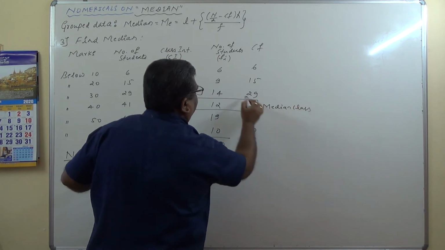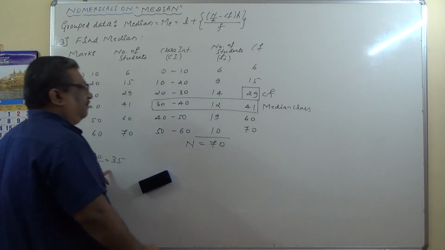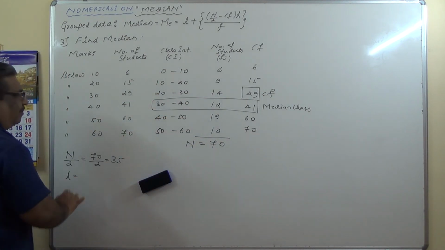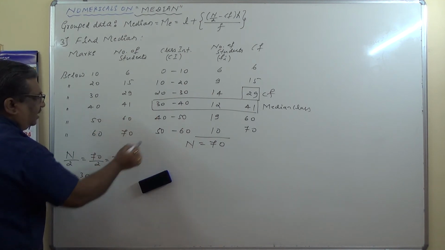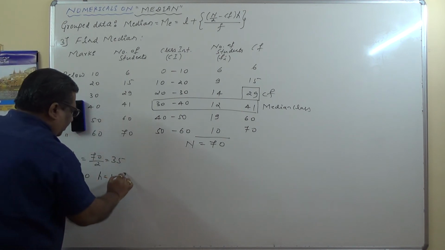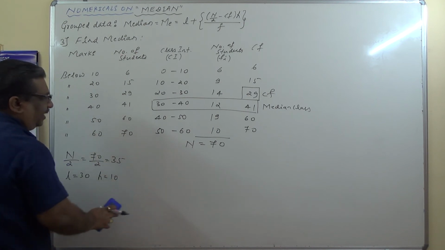Median class. Immediately after that one, mark it and name it as CF. Let me populate all the values here. L, the lower limit of the median class interval, is 30. H, the class size, is 10. And then what else do we want? N by 2 is already written, which is 35, not required to be written again.